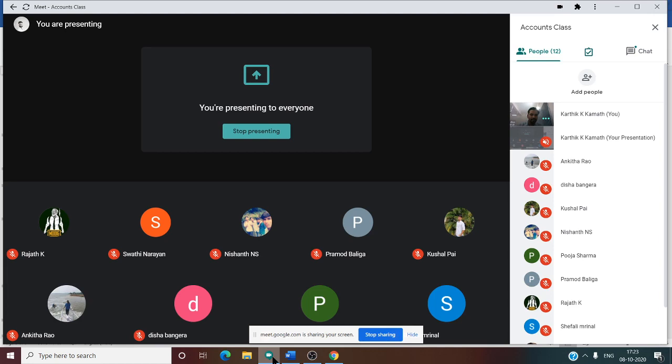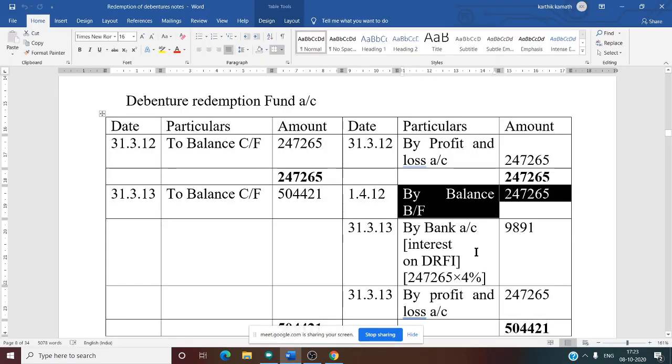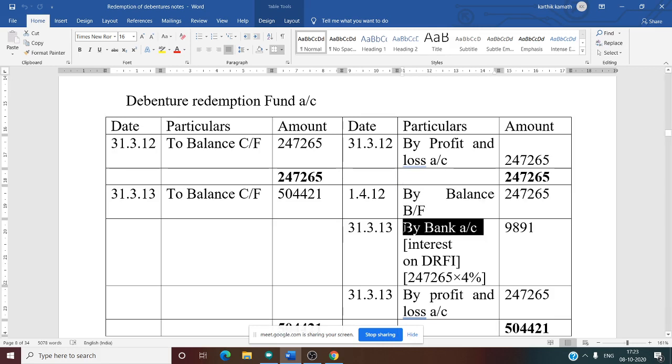Journal entry for calculation of interest is bank account debit to debenture redemption fund account. That is the simplified journal entry. We have discussed this in the last class. So bank to debenture redemption fund account, because debenture redemption fund investment account gets cancelled, credit balance and debit balance get cancelled. So by bank account here, we calculate interest on the opening balance of every year.